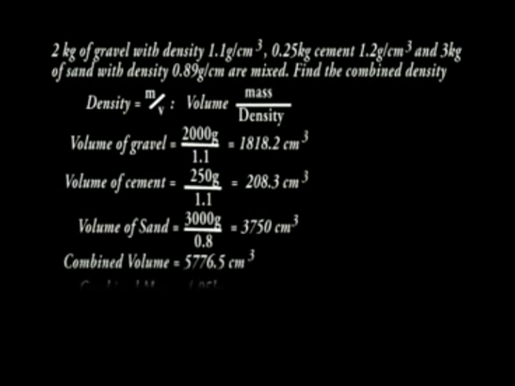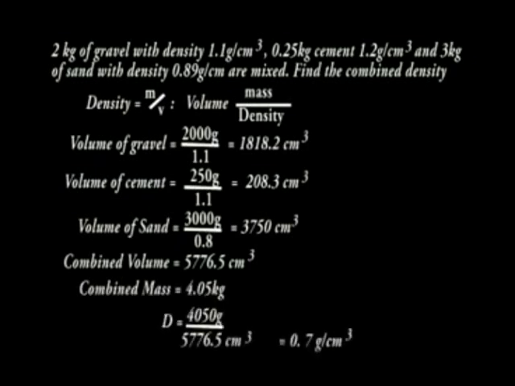Combined mass is 4.05 kilograms. Density is 4050 grams over 5776.5, giving us 0.7 grams per centimeter cubed.